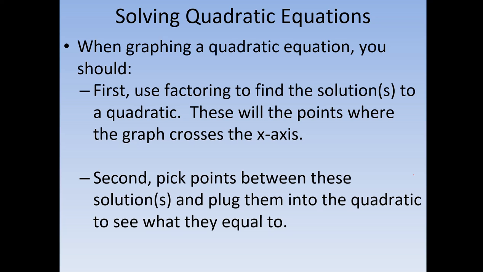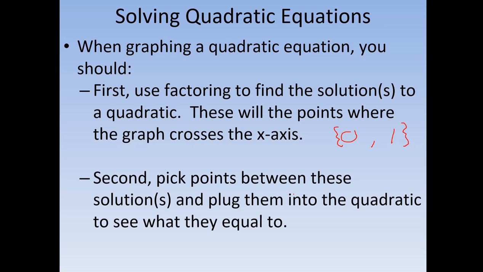Then what you want to do is pick a few points in between those two solutions. So if you found that your solutions were 0 and 1, then you might want to pick some numbers in between 0 and 1, like 0.5. And you plug them into the quadratic to see what you get for a value. Again, when you plug in a 0 or a 1 into the quadratic equation, you're supposed to end up getting 0. That's how you know that you got those right. You do the same thing, but plug in a different number and see what you get, and that becomes one of your other graphing points.